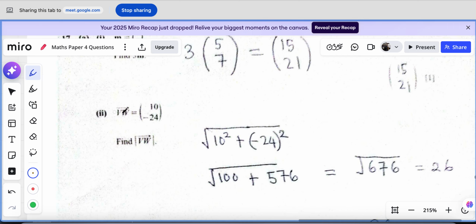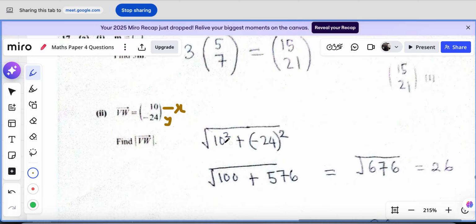Now you're given VW equal to the column vector 10, minus 24. Find the modulus of VW. Modulus means, you know, the top one represents x, and the bottom one means y. This bottom one, negative 24, means y.